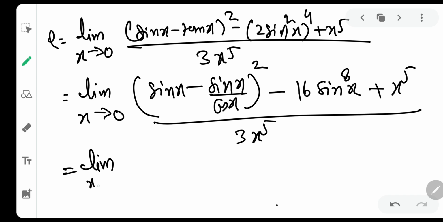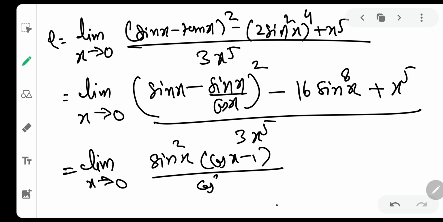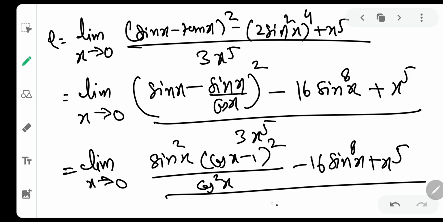A little bit of solving in the numerator will give you sin square x as common, and then it will be (1 upon cos x minus 1 upon cos square x), and over here square, and minus 16 sin raised to 8x plus x raised to 5 divided by x raised to 5. Okay, now let us provide x raised to 5 everywhere.